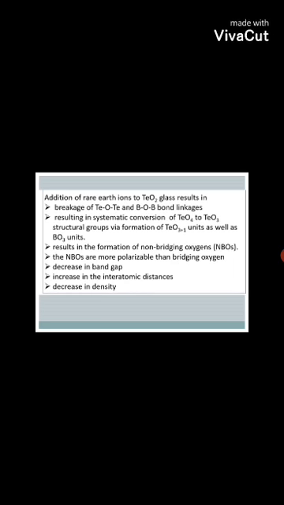We can explain these results by the following. With increase in rare earth ions, the telluride units and borate units broke, which resulted in conversion of TeO4 to TeO3 units. As a result, one oxygen became freed, which is what we call non-bridging oxygen. Now, non-bridging oxygens are more polarizable than the bridged ones. This resulted in decrease in band gap and interatomic distances increased and hence density decreased.